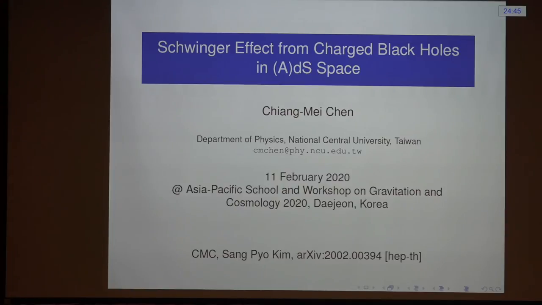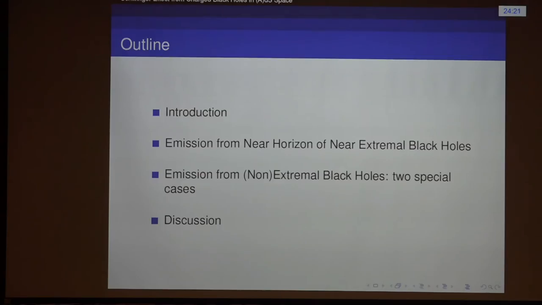Today I will talk about what we recently worked on: the Schwinger effect in the charged black hole, in particular with the cosmological constant. This work is in cooperation with Professor Sambio Kim, who originally planned to come here, but because he is on sabbatical in China, he cannot attend. The outline of my talk: I will give some introduction of our motivation, and then the main part, we will discuss the particle emission, in particular the scalar field from the near horizon of a near extreme black hole with the cosmological constant. In this particular case, we can solve the system analytically and give a very closed form expression.